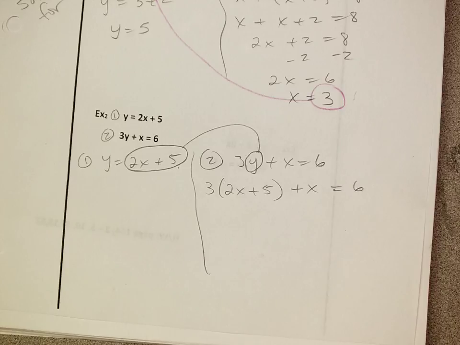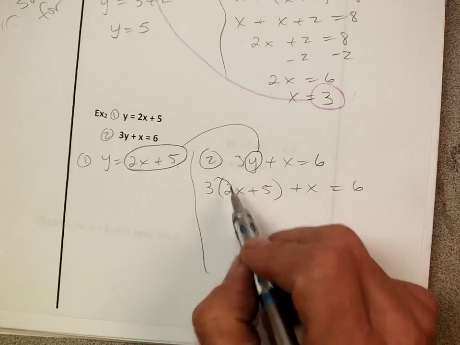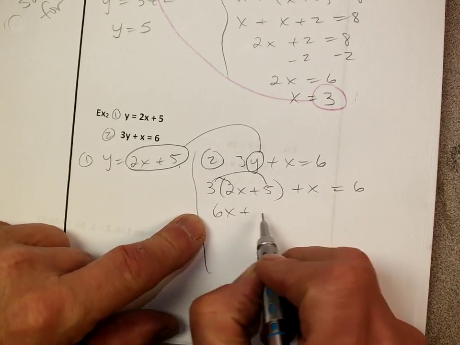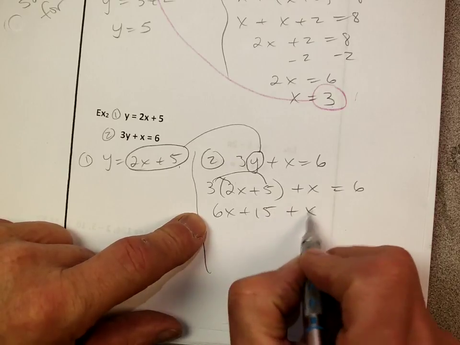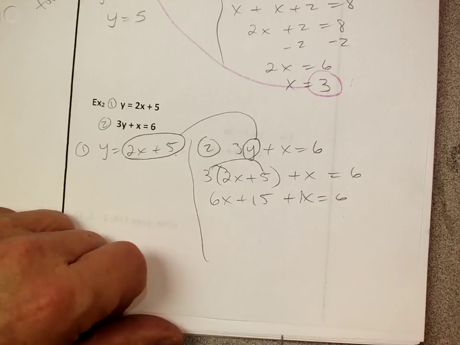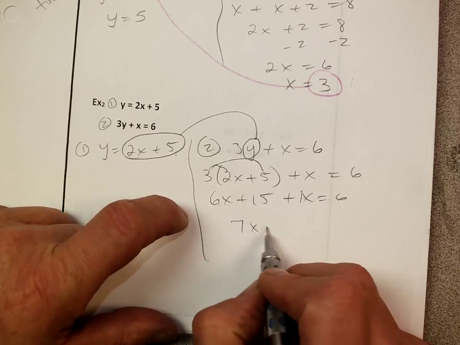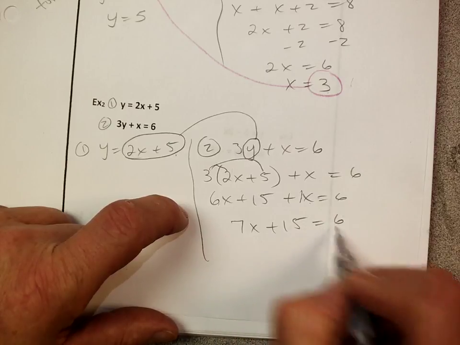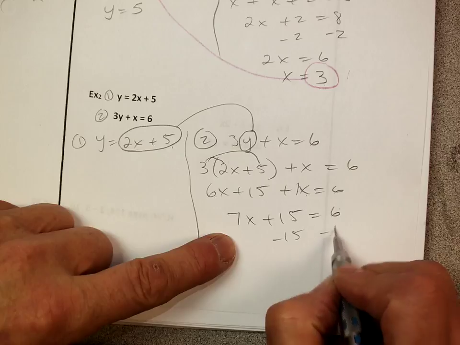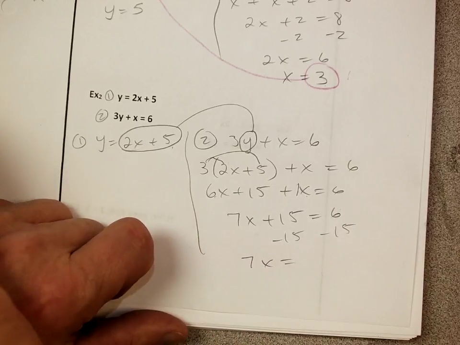I need to solve for x. I can do that. I need to distribute 3 times 2x, 3 times 5 gives me a 6x plus 15 plus an x equals 6. That's a 1x. Doesn't look like it, but it is a 1x. So I get a 7x plus 15 equals 6. Minus 15, minus 15. I get a 7x equals, what's that, negative 9 probably.